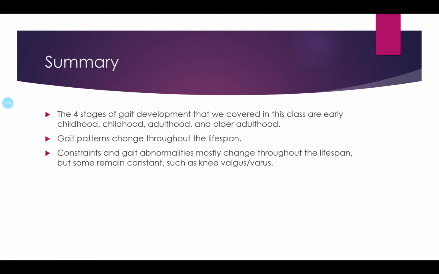Summary. The stages of gait development that we covered in this class are early childhood, adulthood, and older adulthood. Gait patterns change significantly throughout the lifespan, as you saw throughout this presentation, and constraints and gait abnormalities mostly change throughout the lifespan, but some remain constant, such as knee valgus and varus. I forgot to mention earlier in the adulthood section, but generally when you see knee valgus and varus in adulthood, it's because of underdeveloped musculature in the hips or the adductors.